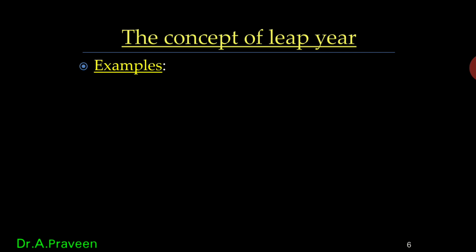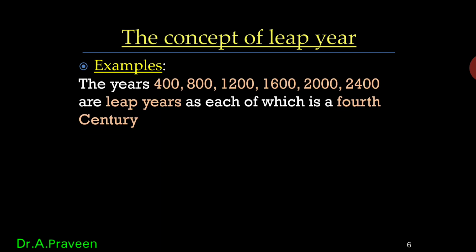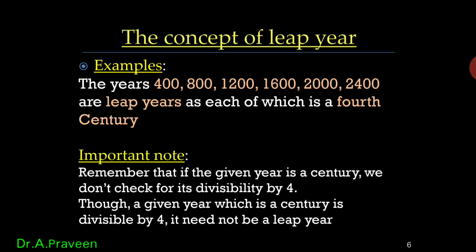Now let us look at examples of years which are centuries. The years 400, 800, 1200, 1600, 2000, 2400 are leap years, as we find that each of these years is a 4th century. Remember the note which we have discussed: every fourth century is a leap year and no other century is a leap year.